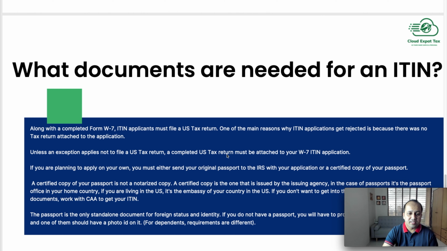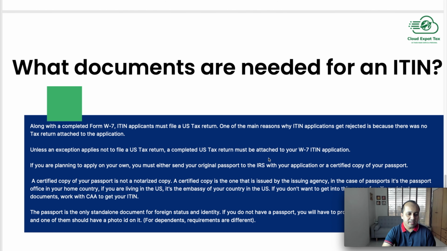So what documents are needed for ITIN? Well, I've already explained this. Along with your Form W7, an ITIN applicant must file a US tax return. One of the main reasons why ITIN applications get rejected is that no tax return was attached to the application. Unless an exception applies, which is very rare in your case, you must complete a US tax return to be attached to the ITIN application.